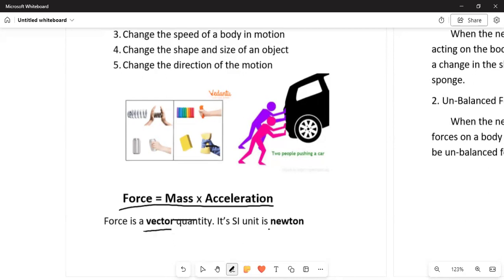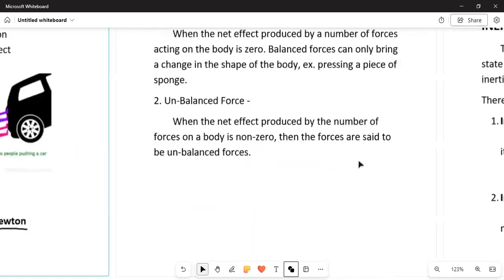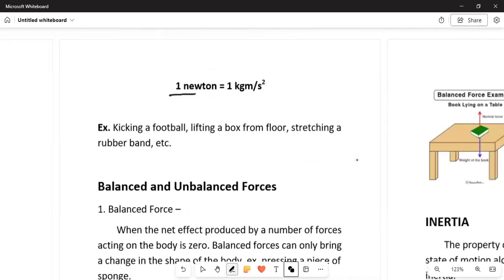Its SI unit is Newton. Then we saw how 1 Newton is measured. 1 Newton is when 1 kg of mass is accelerated by 1 meter per second square of acceleration. And we also saw some examples related to application of force.